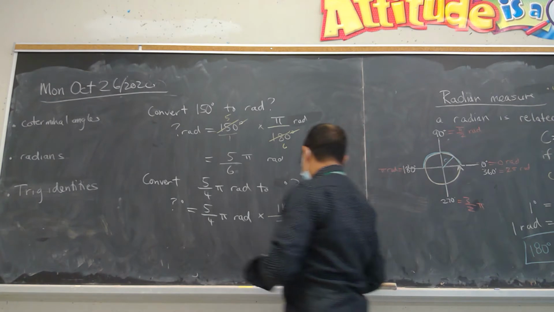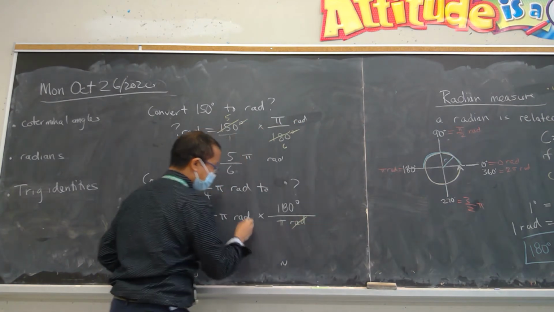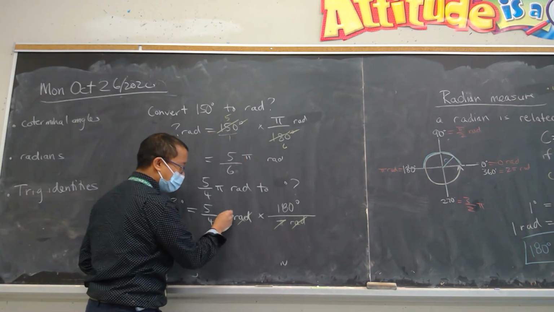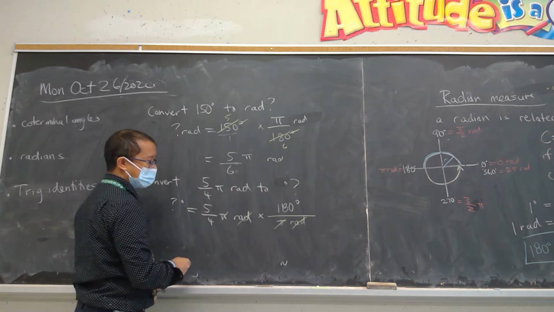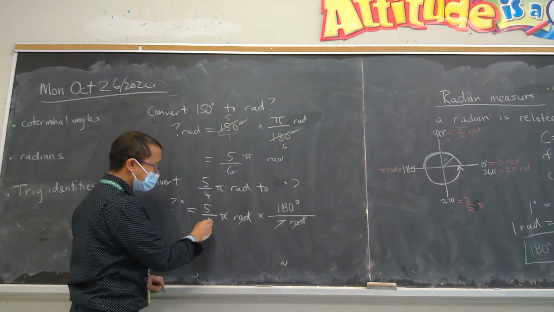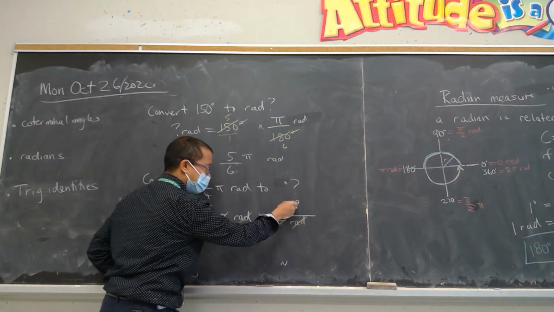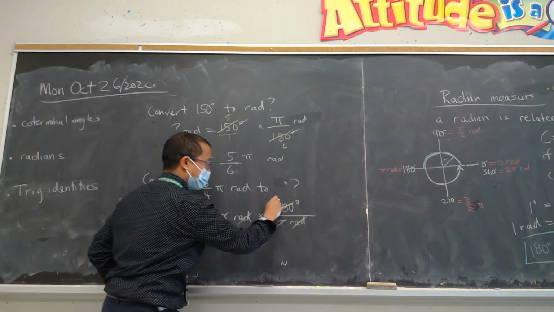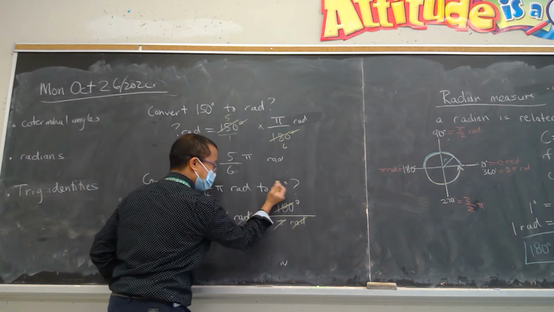And again, notice in this question, the radians divide out the radians. The pi in this case actually divides out the pi's. And I think 4 goes into 180. Does it? Yeah, I think so. 4 goes into 180 how many times? 45 times.